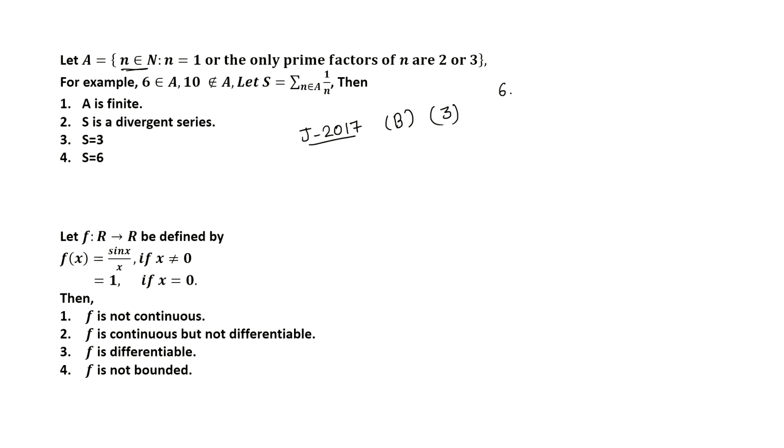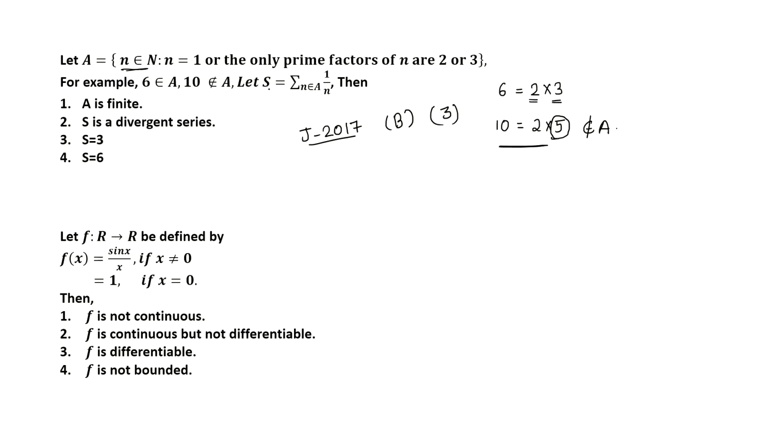So if you consider 6, when you do the prime factorization of 6, 6 is equal to 2 into 3. And clearly the only prime factors which 6 has are 2 and 3. If you consider 10, then 10 is 2 into 5, and here 5 is also a prime factor of 10. But we have defined A as the set which contains only those natural numbers whose prime factors can be only 2 or 3 or their powers or 1. So this number 10 cannot belong to set A.